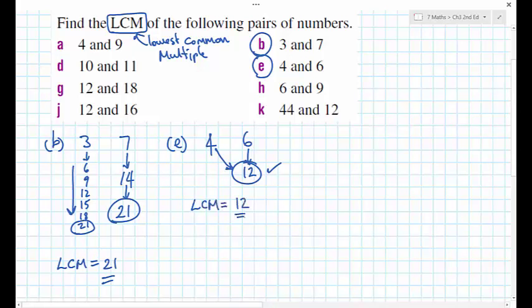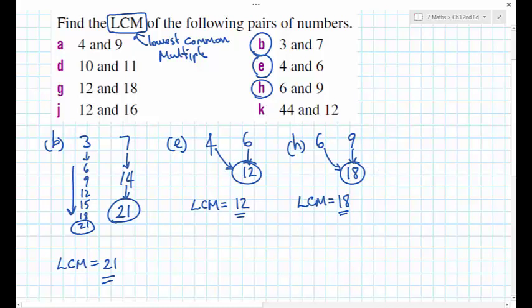Because 12 is divisible both by 4 and 6, and it's the lowest number that's divisible by both of those. Okay. Let's look at H. So H, I have 6 and 9. Again, I start here and I think, 9 times 2 is 18, or 9 plus 9 is 18. Does 6 go into 18? Yes, it does. So that there is also my lowest common multiple in this instance.